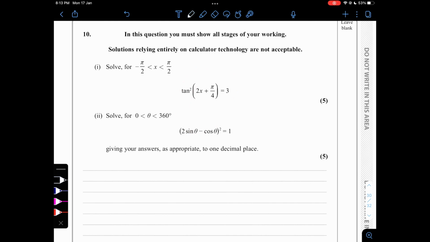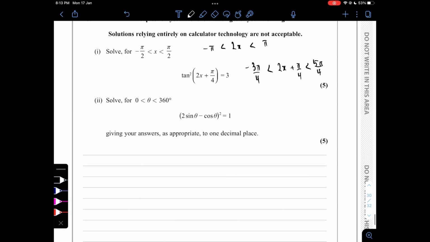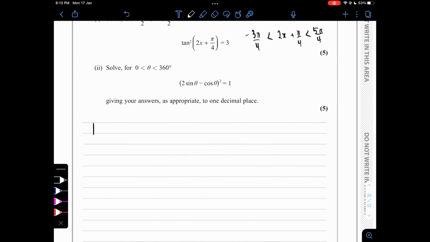First, we change the limits, the range, sorry. So we multiply by 2, so this would be -π < 2x < π. Then we add the π/4, so this becomes -3π/4 < 2x + π/4 < 5π/4. Okay, so now we can solve this equation. We square root both sides, so 2x + π/4 equals ±√3.